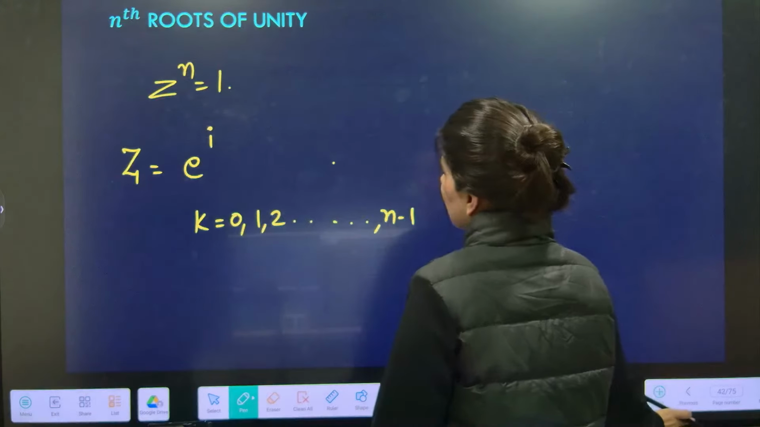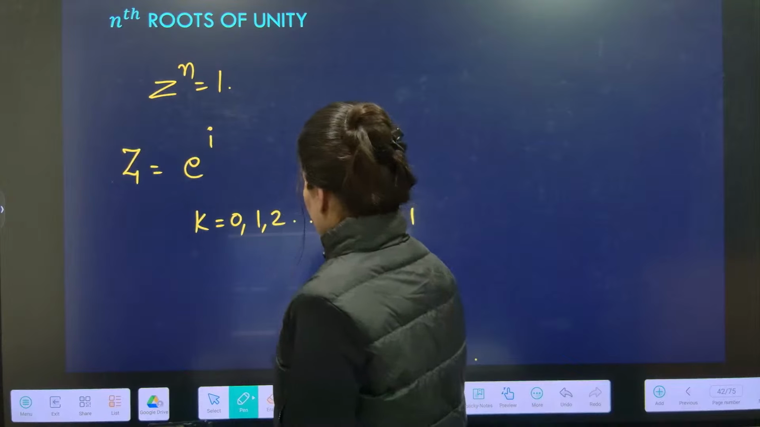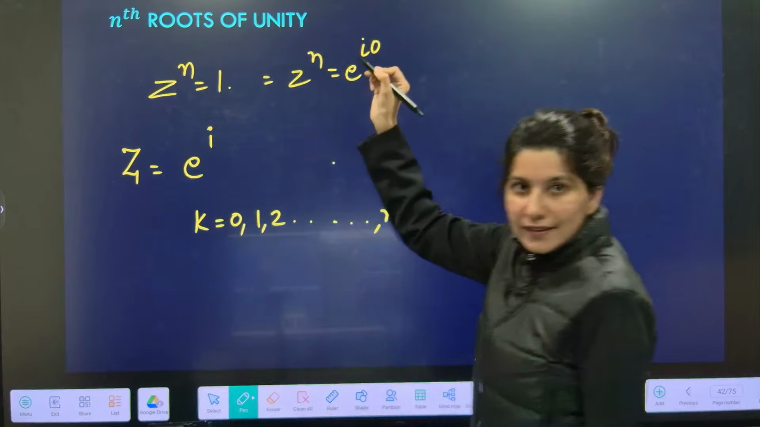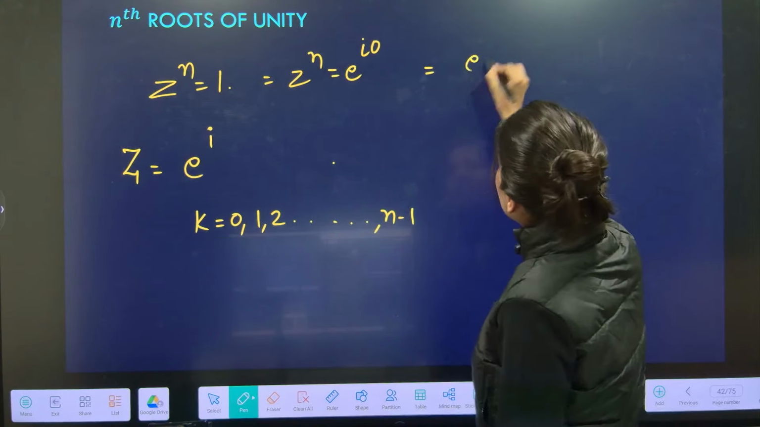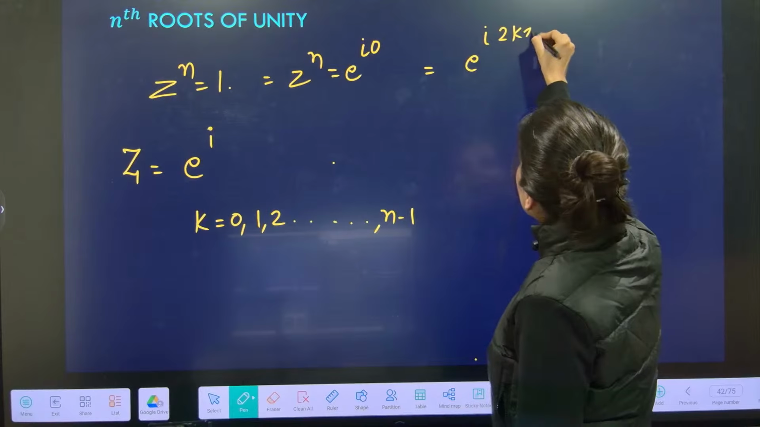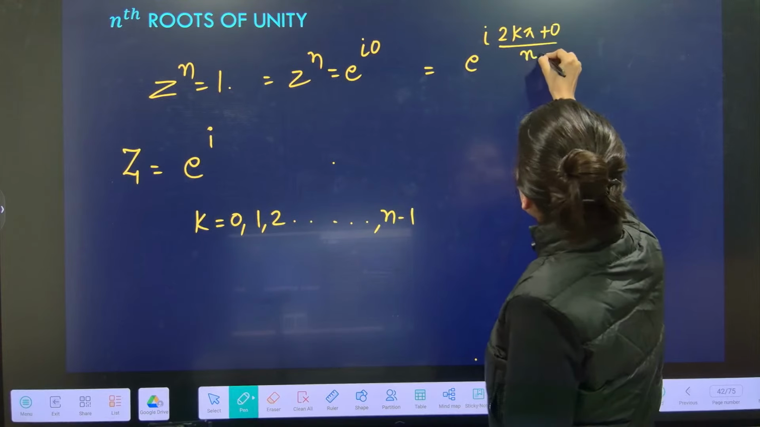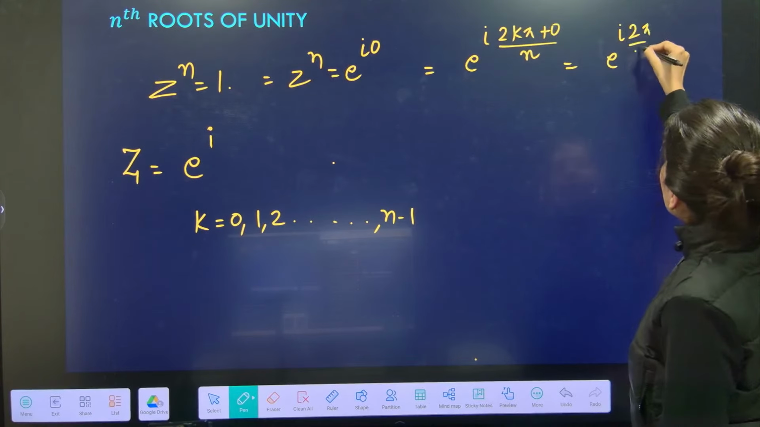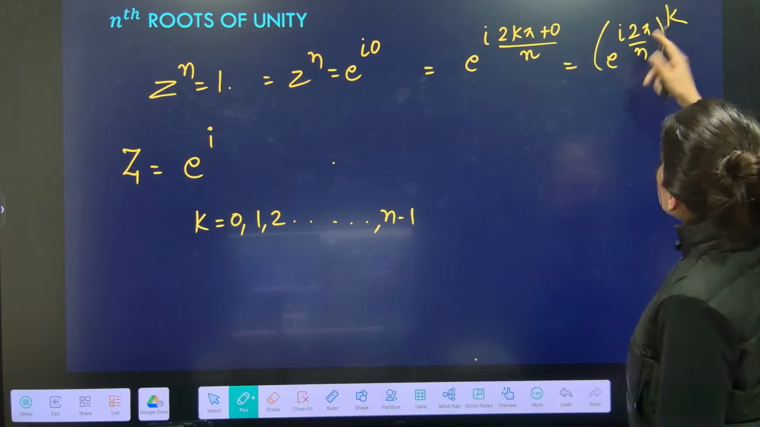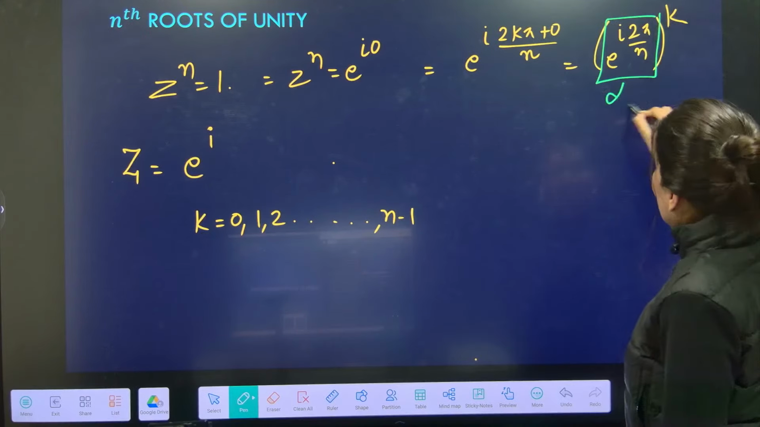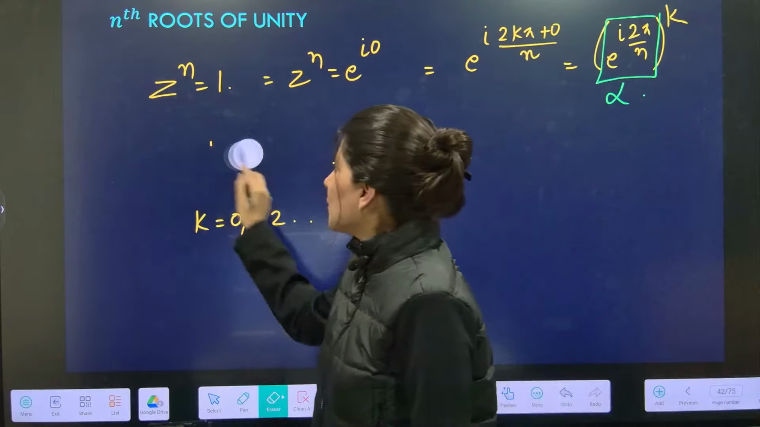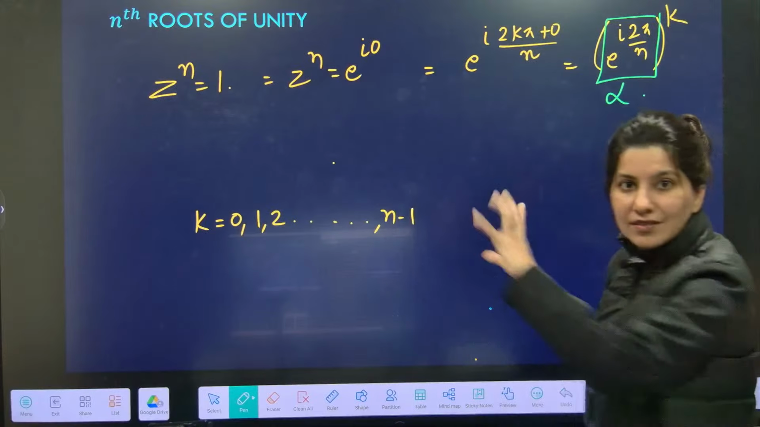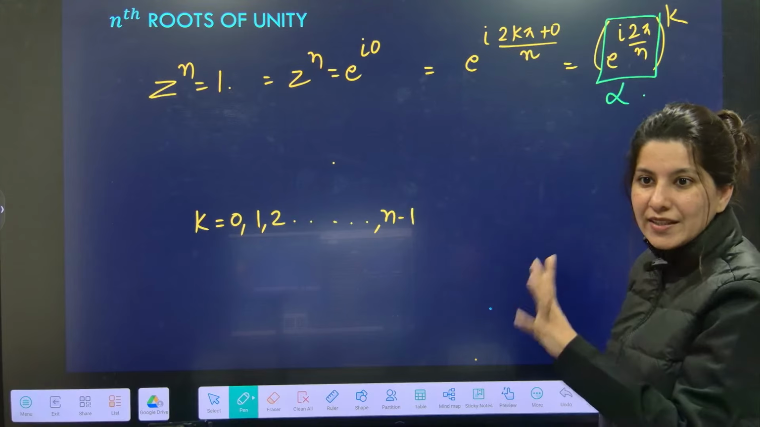This time, z power n is equal to e power iota 0. So this is going to be e power iota (2kπ + 0)/n. So this is (e power iota 2π by n) power k, and this over here is your alpha. Now you have understood it better. See, this is what we have done. Remember, de Moivre's theorem I have applied, nothing else.